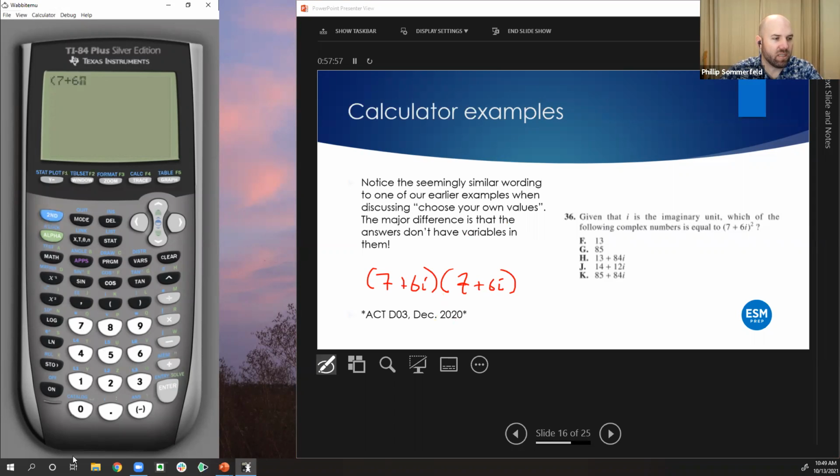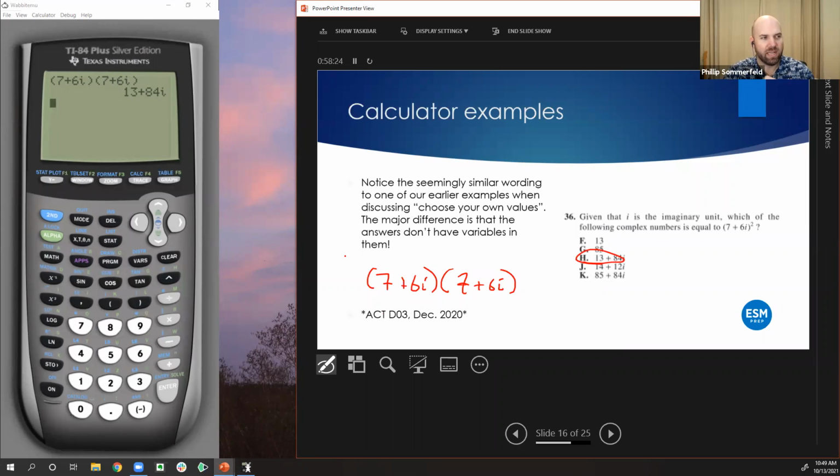So if you look at the bottom, right above the decimal point, there's this little blue i. If you click second first, and then click the decimal, that gives you i. And your calculator can handle all of the operations with complex numbers very, very nicely. So I'm just going to plug this in real quick. Hit that, hit enter, and it gives me 13 plus 84i, and I move on, right?